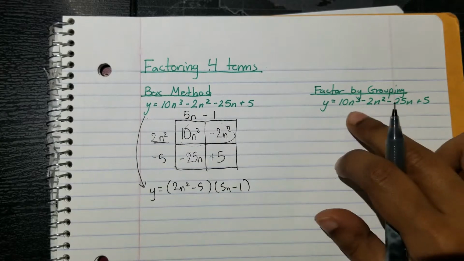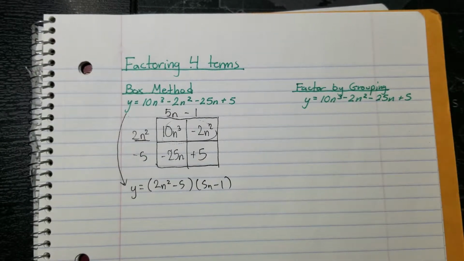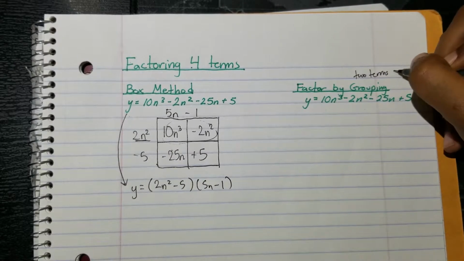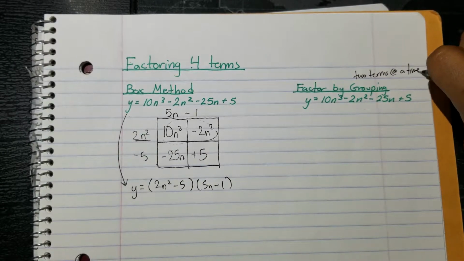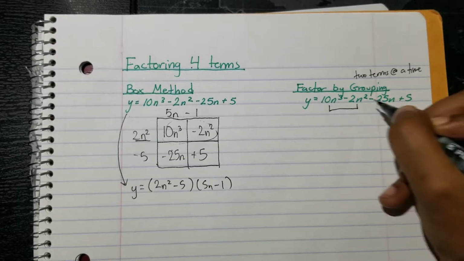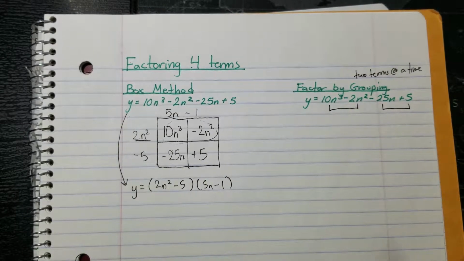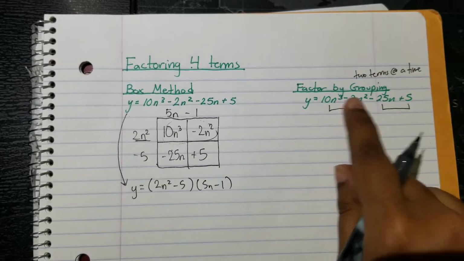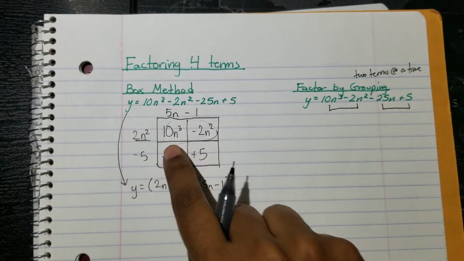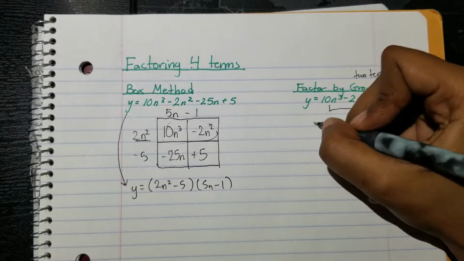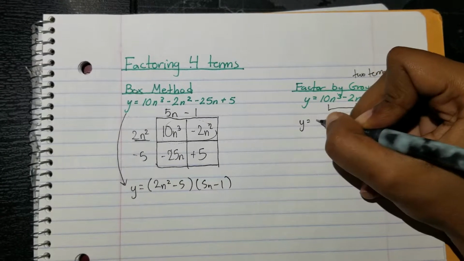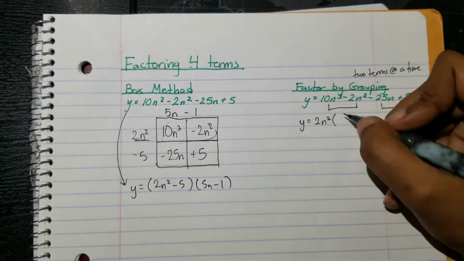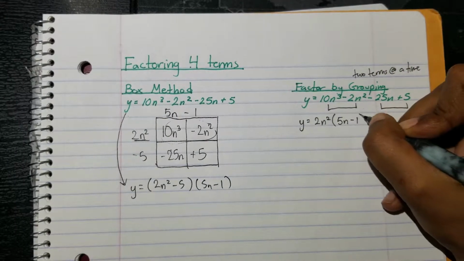Let's go by factor by grouping method. Now, when you factor by grouping, it's always two terms at a time. So you want to focus on factoring the first two, and then factoring the last two. Okay, so if we look at these two terms, what do they have in common? It's very similar to how this setup is. Well, they have a 2n squared in common. So we have y equals 2n squared. Open parentheses, what's left over? Well, there's going to be a 5n left over and a minus 1.